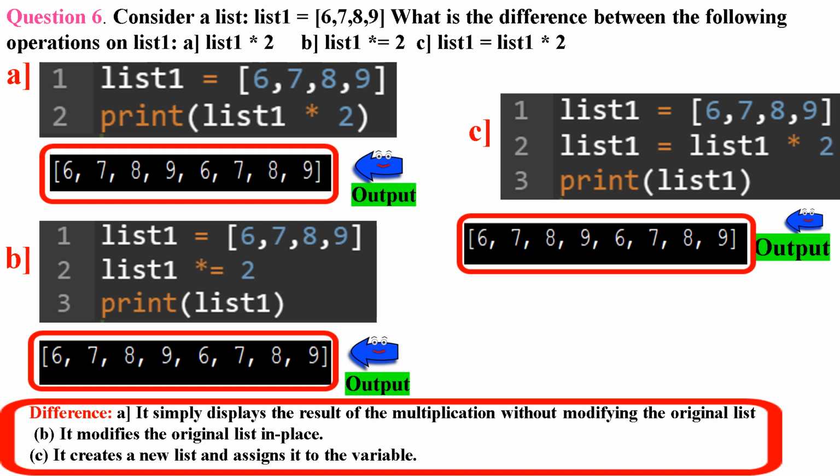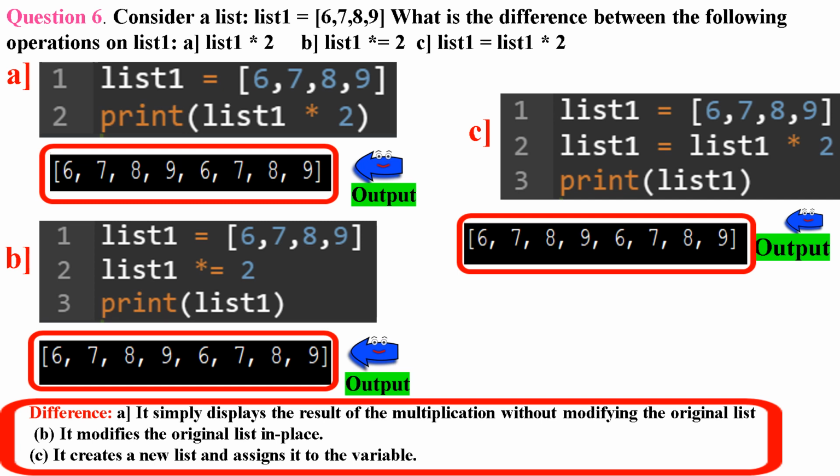Now, look at the subdivision B Python code. In line 1, we are creating a list with elements 6, 7, 8, and 9. In line 2, we are multiplying the list by 2, repeating the elements. The asterisk equal to operator is an in-place multiplication operation, and in the context of a list, it repeats the elements of the list by the specified number of times. Here it repeats 2 times.